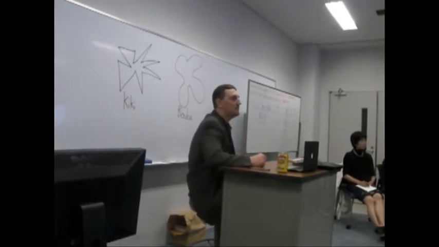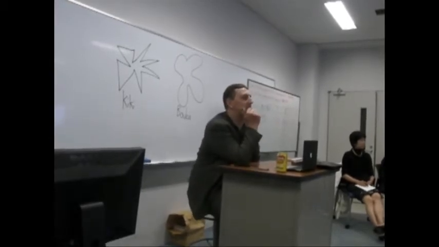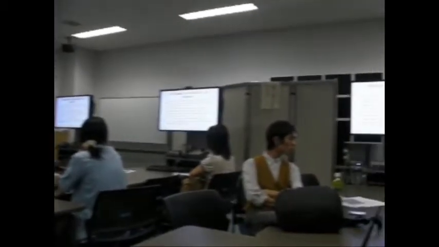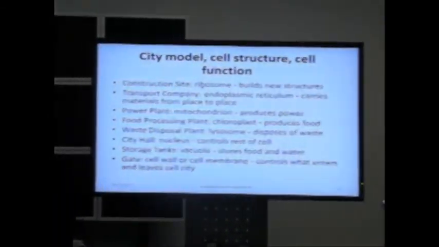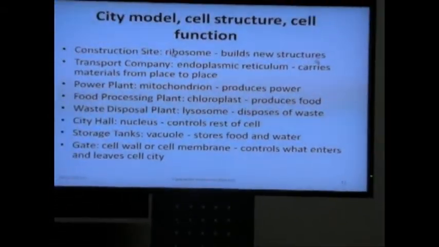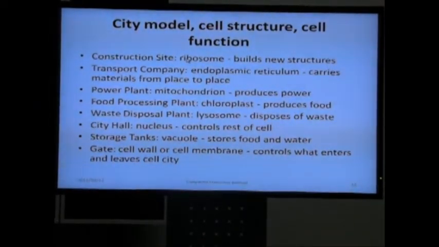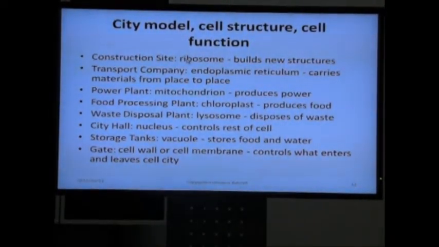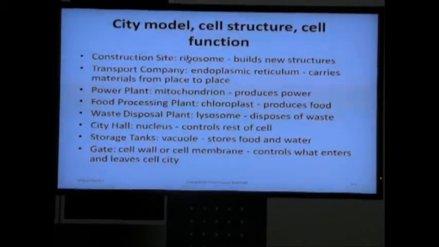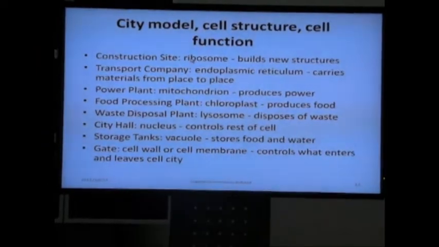Next one. So the city model works like this. This is just to show you. Construction sites, the ribosomes, build new structures. Transport company, the endoplasmic reticulum, carries materials from place to place. The power plant, mitochondria, produces power, and so on. These are all the bits of the city translated into the parts of a cell.